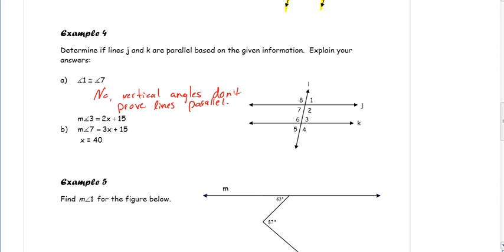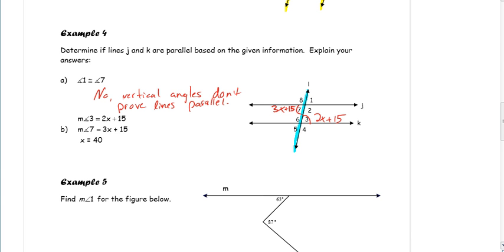Okay. If we look at the second one, angle 3 is 2x plus 15. Angle 7 is 3x plus 15, and x is 40. So we're going to use the substitution property, plug in x. If those two lines are going to be parallel, again, here's our transversal between those two angles. We want these two angles to be congruent, because then we'd have alternate interior angles. So we're going for those two angles to be the same thing.